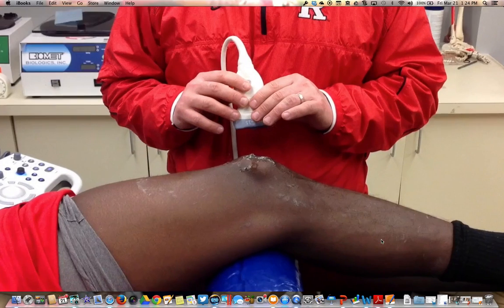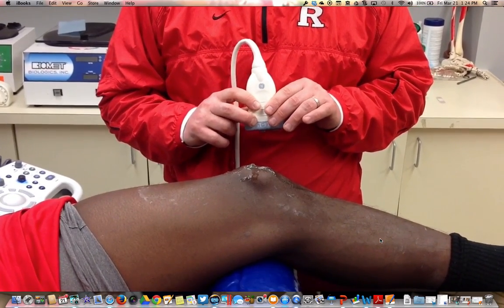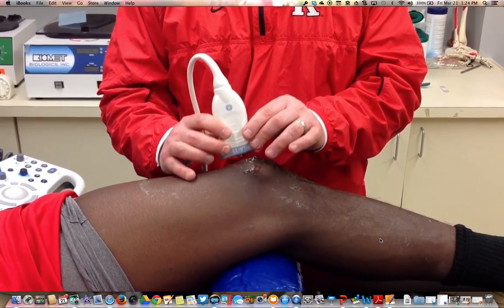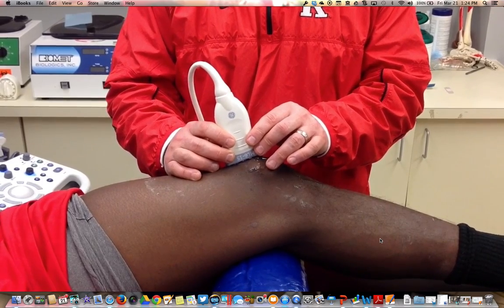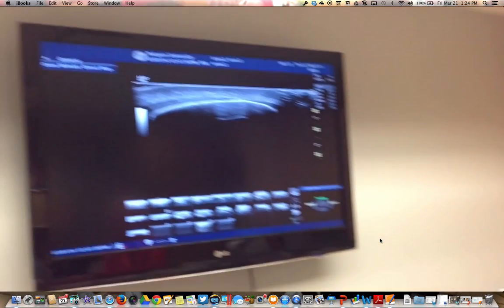Let's look at how to scan this area. The structure we're going to look at is the patella and the patella tendon. I'm going to start in our normal position by looking at the quad, and then I'm going to slowly follow down the quad and look at the very top of the patella.